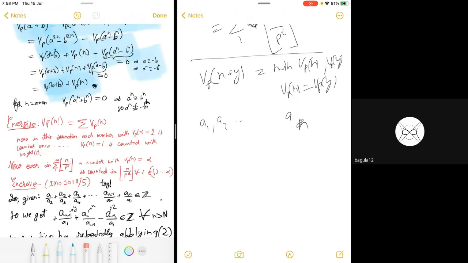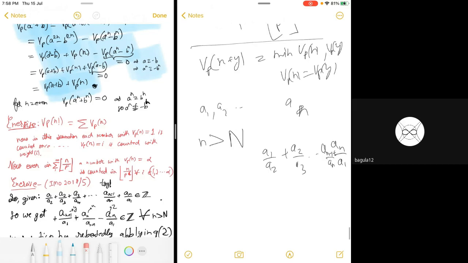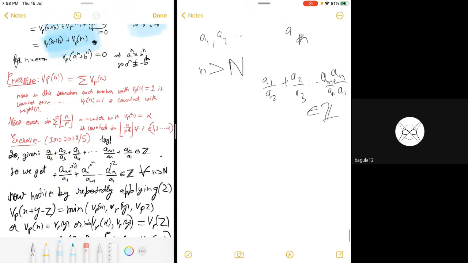Then suppose that for sufficiently large n, that means for n greater than some capital N, we have that A1 by A2 plus A2 by A3 till An by A1. This is just the cyclic sum of the consecutive divisors of A1 till An. If this is an integer, then we have to prove that the sequence An is eventually constant.